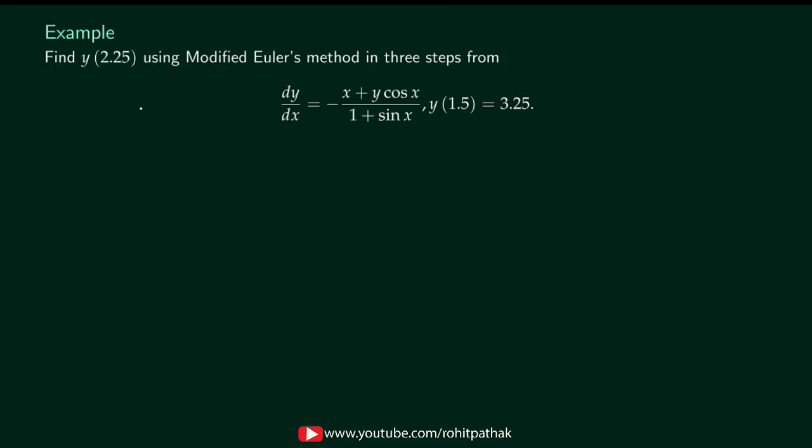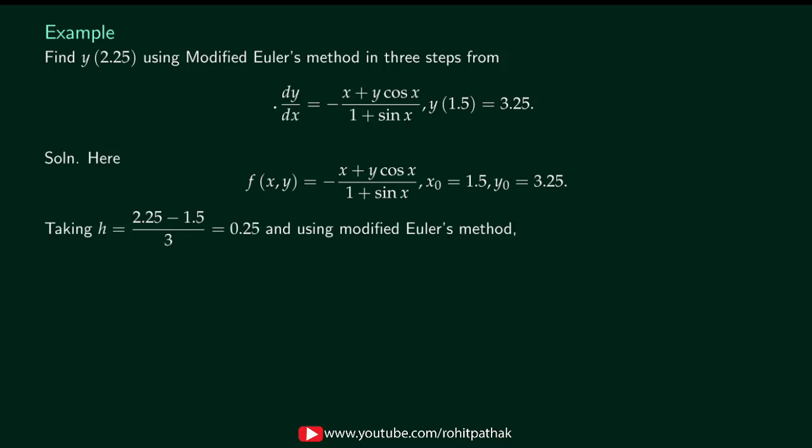Find y at 2.25 using modified Euler's method in 3 steps from this initial value problem. From here we note down f(x, y) is (-x + y cos x)/(1 + sin x), which is this. x0 is 1.5, y0 is 3.25. So starting with this information, we have to find in 3 steps. So we divide this interval 1.5 to 2.25 into 3 steps by taking h = (2.25 - 1.5)/3, which is 0.25.